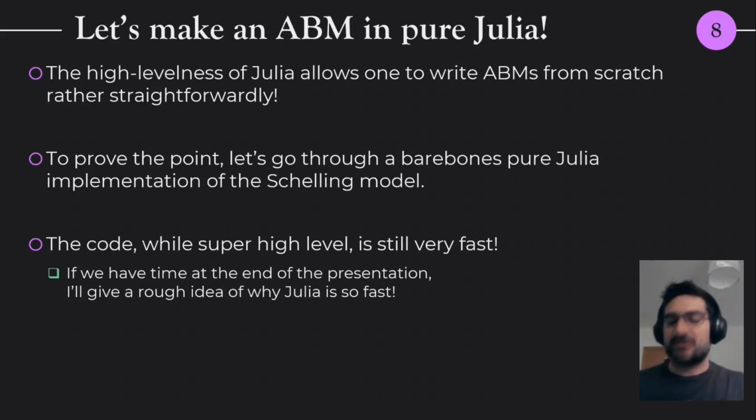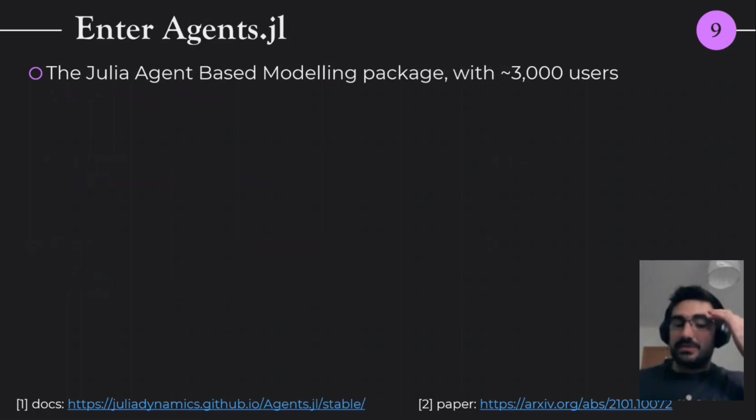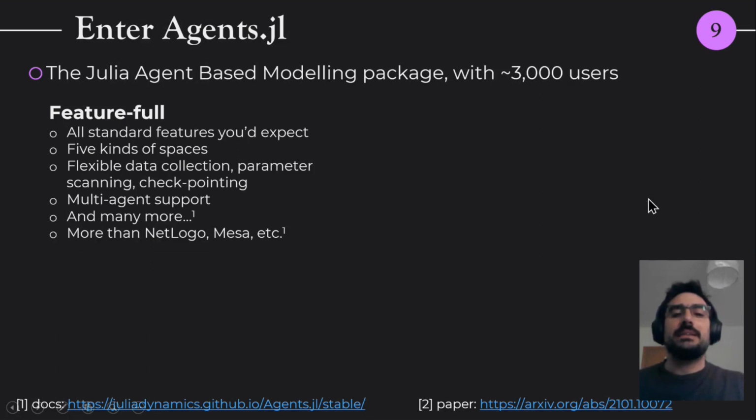But it's still worth it to consider using an existing software package because it offers many things out of the box. And this is what I saw in this slide. So Agents.jl is the Julia package for doing this kind of simulations. There are other packages that do similar kinds of simulations as well, that I mention at the end. And it has, let's say, five core properties that I believe make it much better than everything else open source on the market. The first is that it has a lot of features.